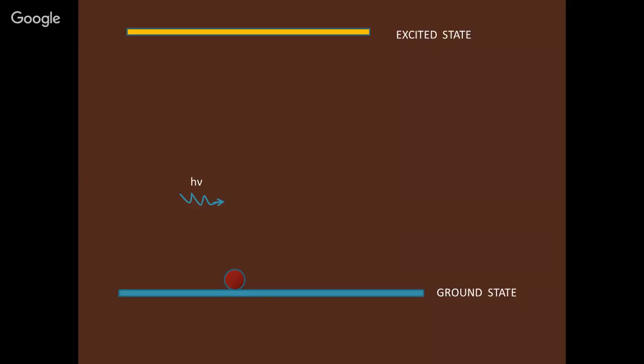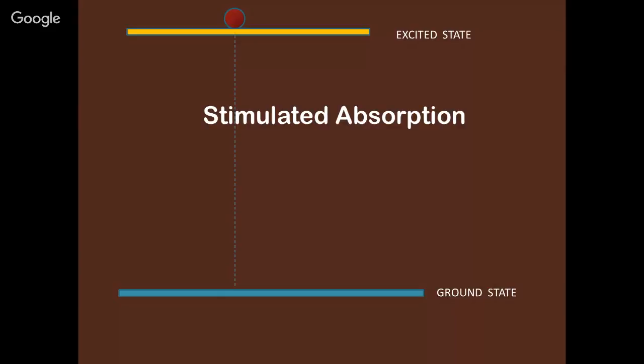So a photon, a packet of energy, E is equal to h nu, enters and is absorbed by the electron. When it is absorbed by the electron, the electron cannot remain in the same state. It will be taken to the excited state. Once it is excited, it cannot remain at the same place. It has to make a transition. What do you mean by transition? This first one we call stimulated absorption. What is absorption? It is absorbing energy.